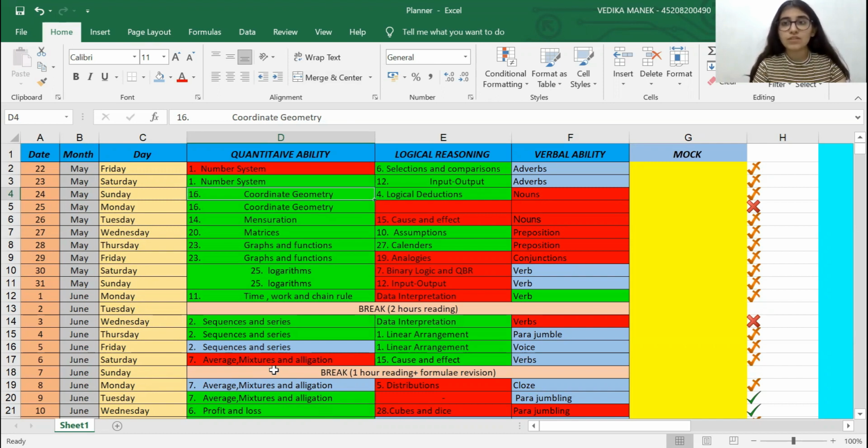Note that there is not a single day of a break, even in the break, there is some sort of reading or formula revision. This is to stay in touch with the topic. It is very very important to stay in touch with whatever syllabus and topics that you are working on, or else it will be very difficult to come back after a month of not doing anything.